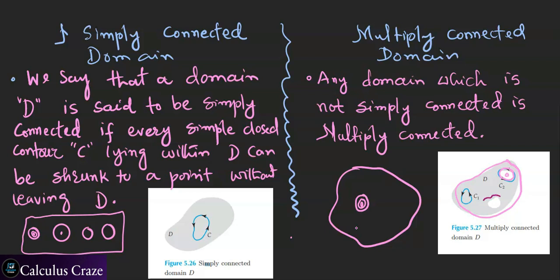On the same lines, I can find a contour over here which is simple and closed, and if I wish to shrink this I will have to leave this domain. For shrinking to a point I will need to leave this domain. In other words, if a domain has holes, then it is multiply connected, and if a domain does not have any hole, then it is simply connected.